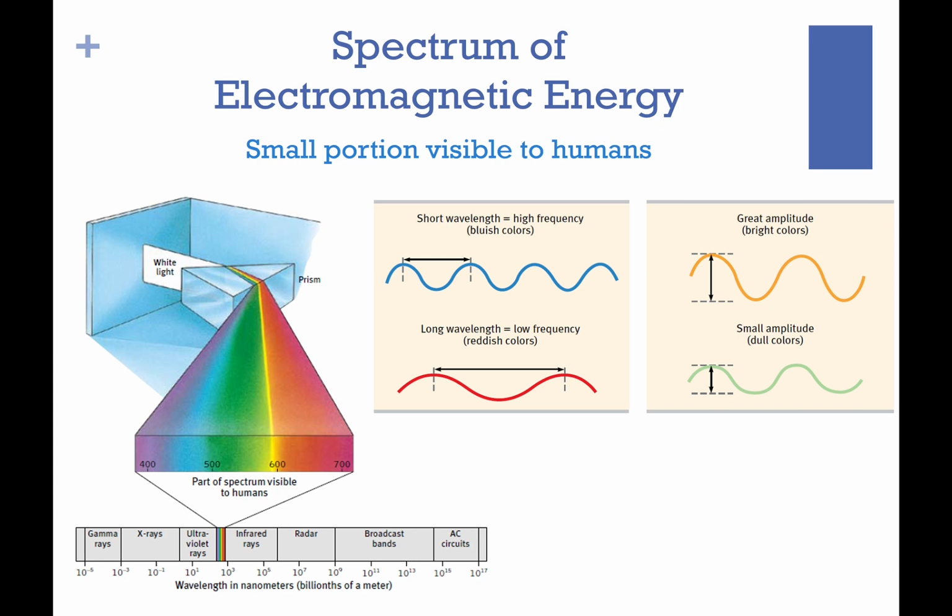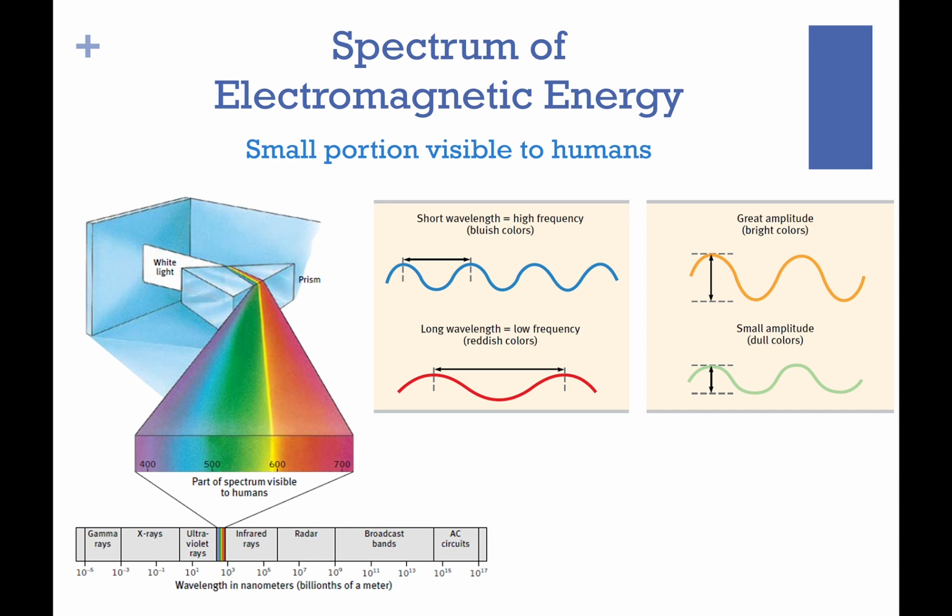When you look at the wavelengths, you have to look at amplitude and frequency. So you have short wavelength, high frequency, which is going to be more blue colors. You have earthier tones, which are going to be reds, browns, and oranges. Those are going to be longer, slower wavelengths. You have greater amplitudes, which are brighter colors. So the higher the peak and the lower the valley of the wave itself, the brighter the color is going to be. It's also going to be a faster frequency.